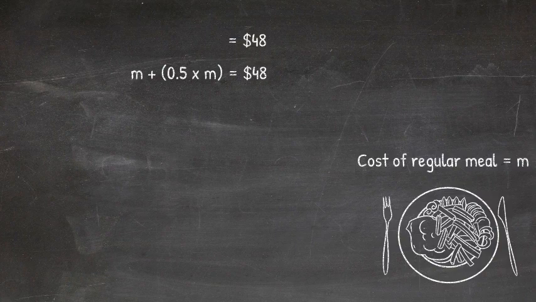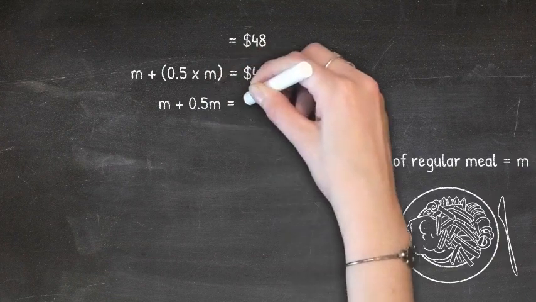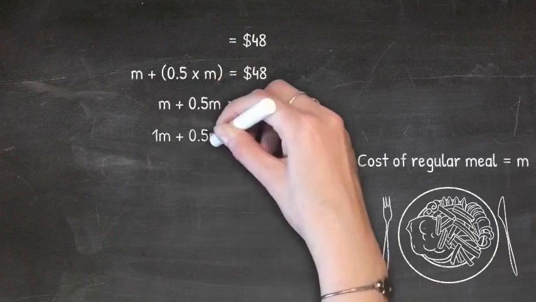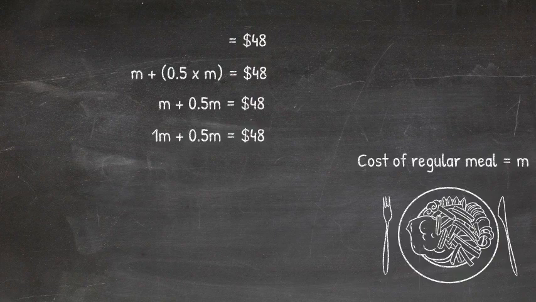When writing algebraically, you can actually remove the multiplication sign that is found between the number 0.5 and the variable m and put them side by side, and it is understood that those two values are multiplied. So now we have the cost of one m, or a meal, plus half a meal equal to $48. We can add these two variables together to get 1.5m, or 1.5 meals, equal to $48.